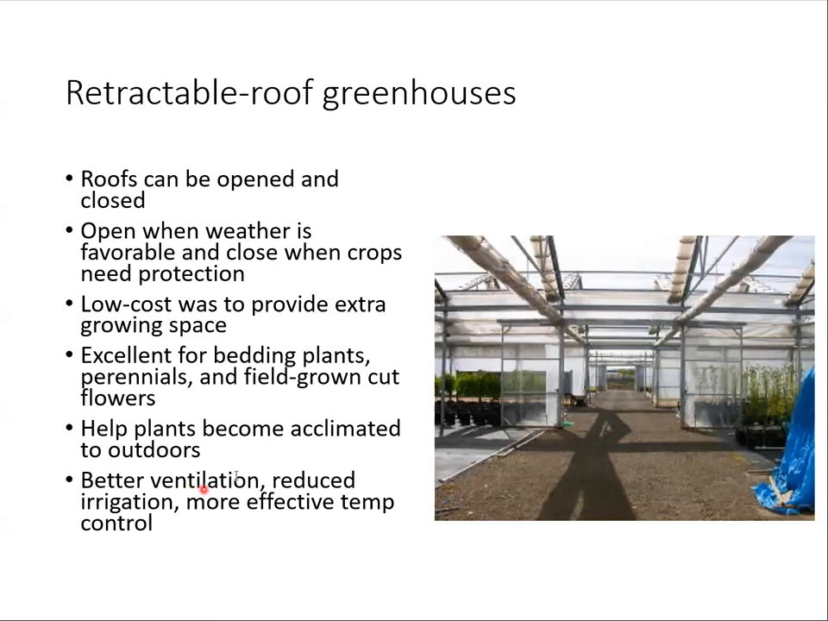Obviously, better ventilation, reduced irrigation, and more effective temperature control. The reduced irrigation comes from the fact that if it's raining and you have a non-retractable roof greenhouse, a static roof greenhouse, then the rain, that precipitation, cannot effectively irrigate those crops. If the weather is right for it from a temperature standpoint and rain is coming, then you can open up those roofs and allow the rain, that precipitation, to irrigate the crop, which reduces your water costs.